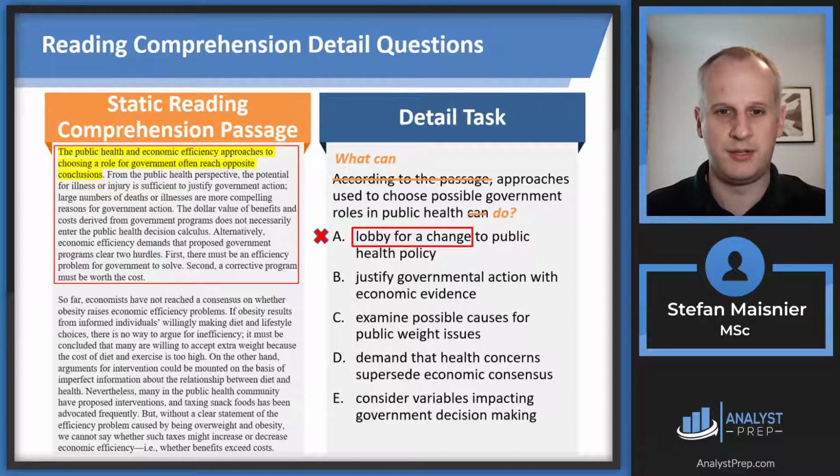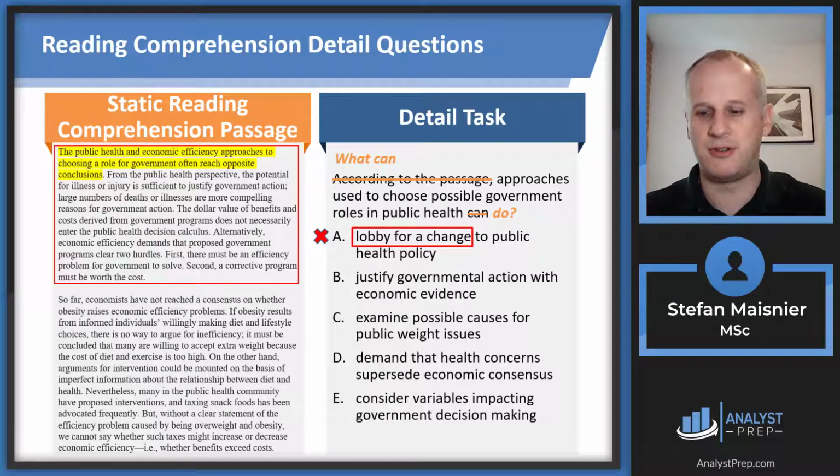We don't know that these approaches actually do anything. We know for the public health perspective that it could be sufficient, but we don't know if the economic or public health approaches are going to take precedence. So that is going to be extreme because we don't actually have the action of lobbying.